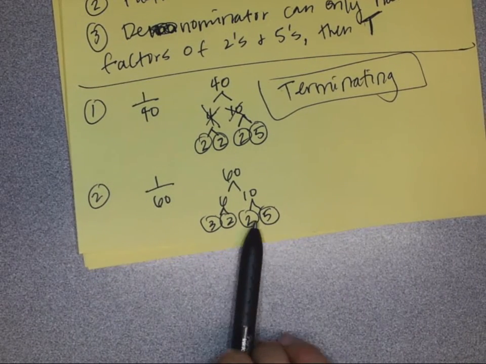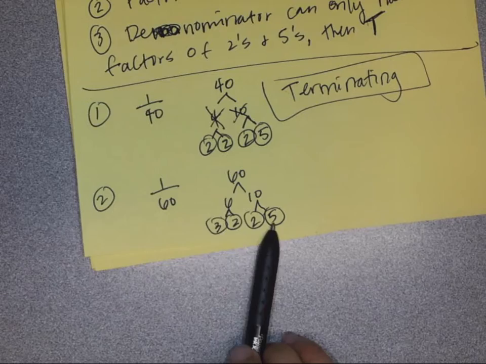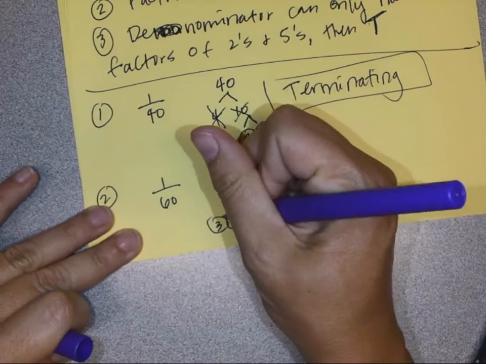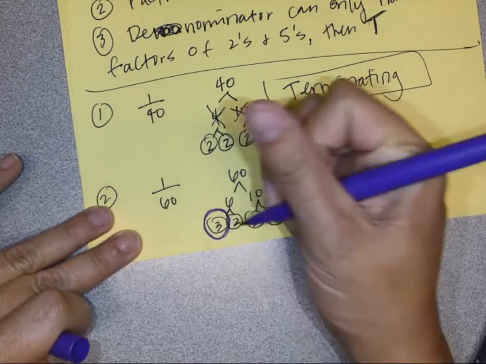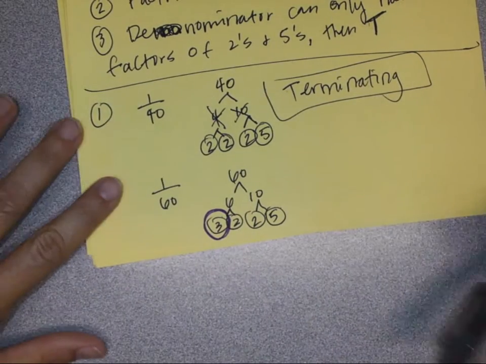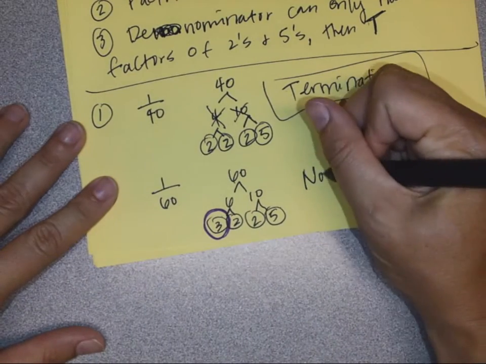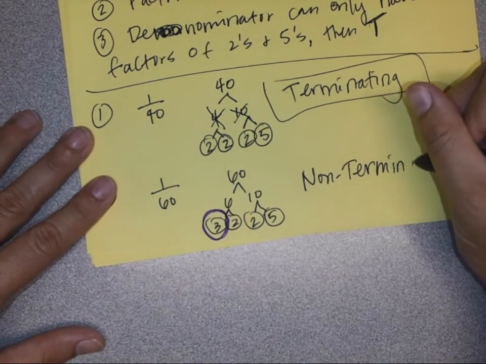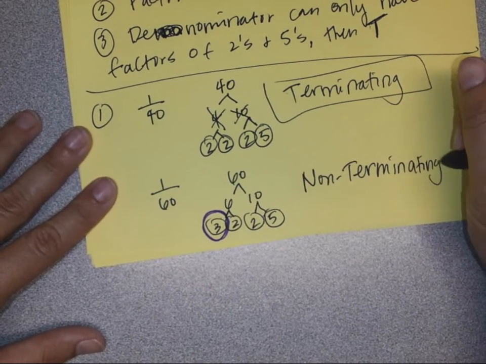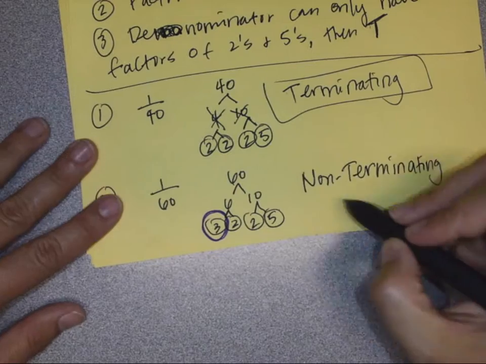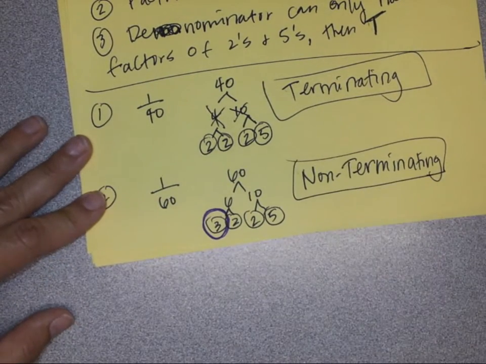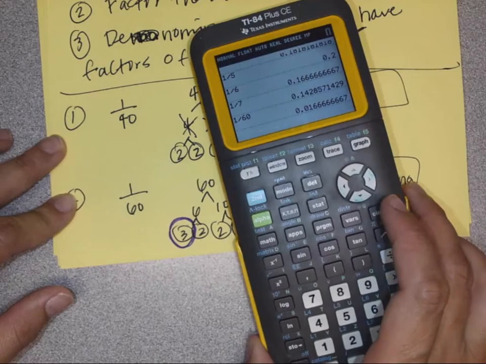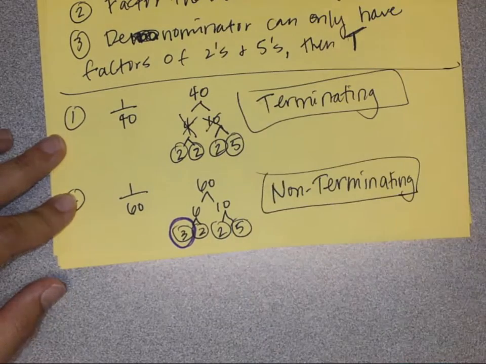Are there only 2's and 5's in the denominator? No, there is also a 3. This is the problem right here. This is what makes it non-terminating, because there's a 3 in the denominator. Okay, so this is non-terminating. And you can just put T or NT on your homework or test or whenever you're doing these. Okay, and you could check that on your calculator. 1 divided by 60 is a repeating decimal.